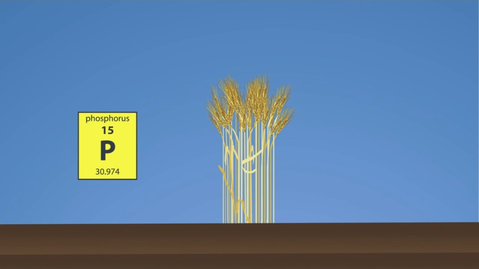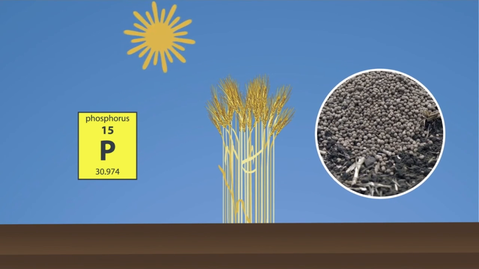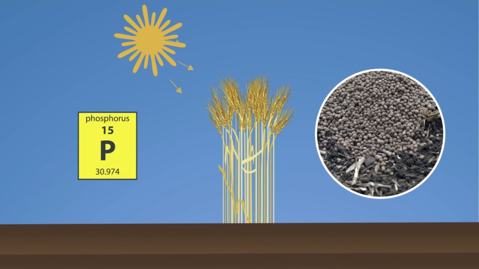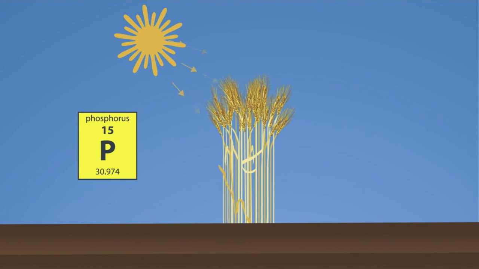Phosphorus is referred to as the enforcer. It helps the plant trap and use the sun's energy to make food through photosynthesis. Plants also need phosphorus to grow healthy root systems.